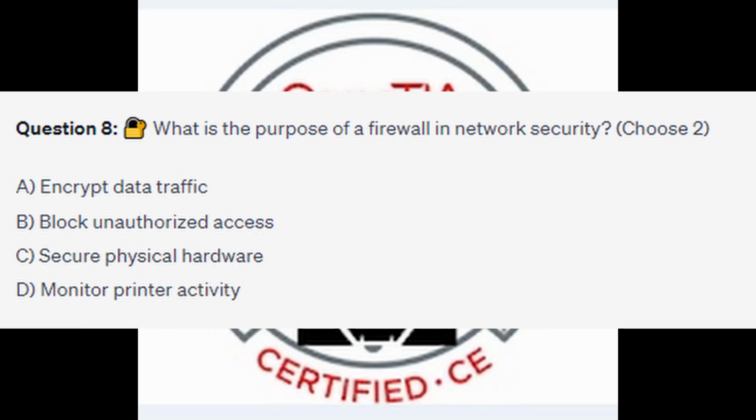And for the next question of our exam, question number 8. And the question states, what is the purpose of a firewall in network security? Choose 2. Is it A, to encrypt data traffic? Is it B, to block unauthorized access? Is it C, to secure physical hardware? Or is it D, to monitor printer activity? You now have 5 seconds.